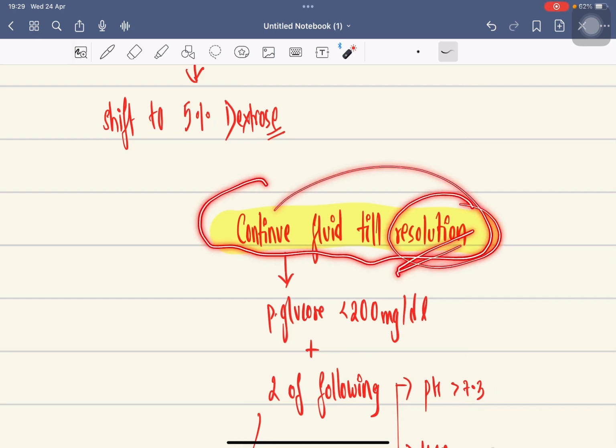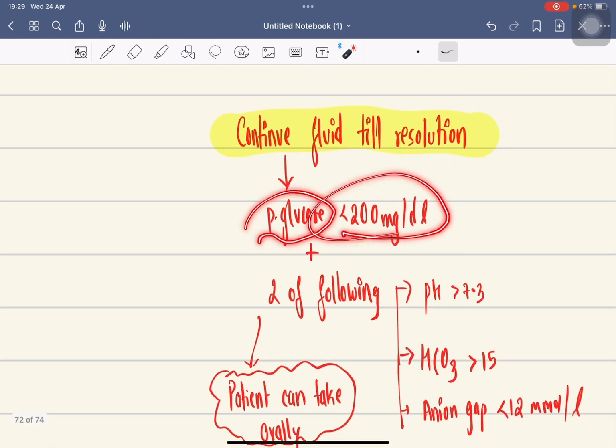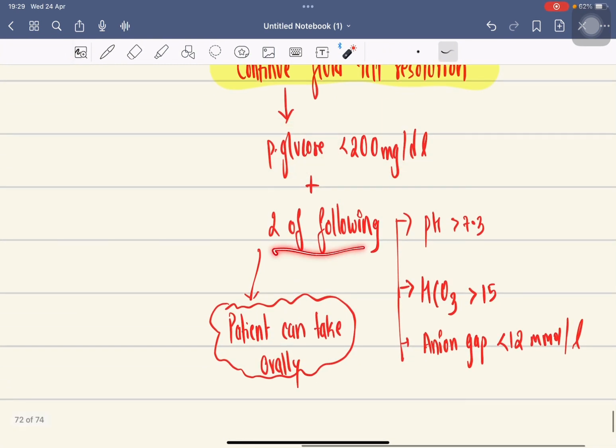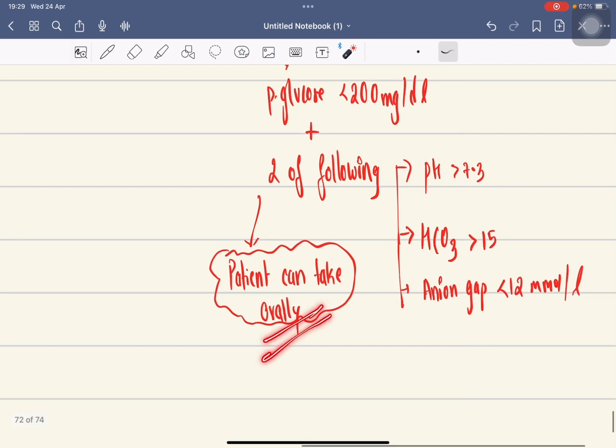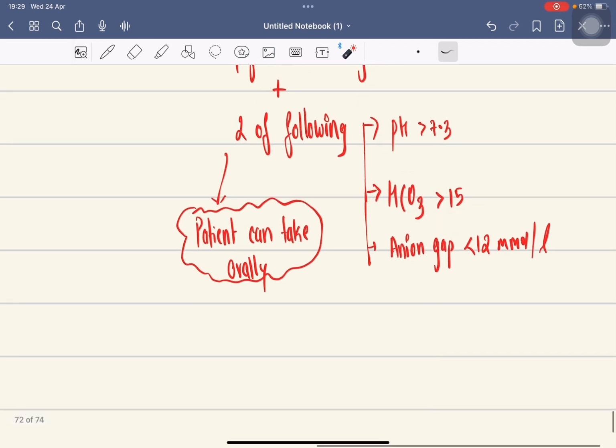What is resolution? Resolution means when the blood glucose is less than 200 mg per deciliter and two of the following, if the patient can take orally: pH more than 7.3, bicarbonate more than 15, and anion gap less than 12.